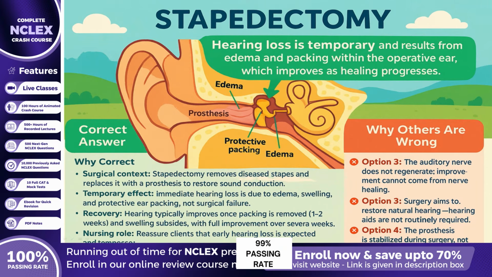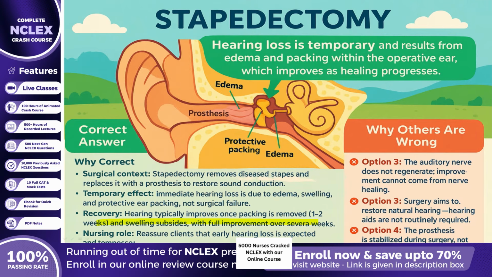restoring sound transmission. Because this procedure involves very delicate structures, temporary hearing changes are almost always expected in the immediate postoperative period. Looking first at why option 1 is correct, the most common reason for early postoperative hearing loss is middle ear edema, swelling, and the ear canal packing that surgeons place to protect the site. This muffled hearing is only temporary and gradually improves as the swelling subsides and the packing is removed in about 1 to 2 weeks. Full improvement usually becomes noticeable over several weeks once the tissues have healed. Reassuring the client about this expected process helps reduce anxiety.